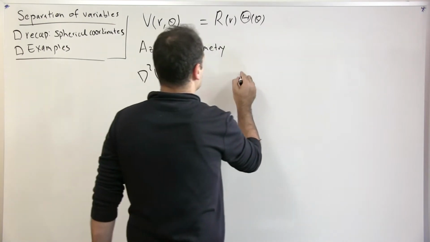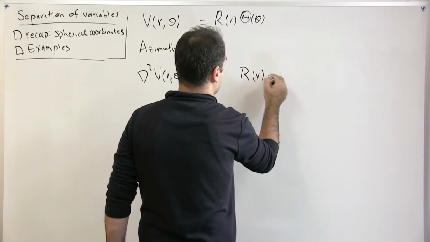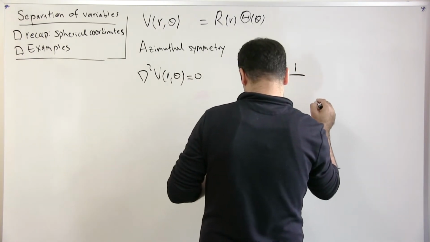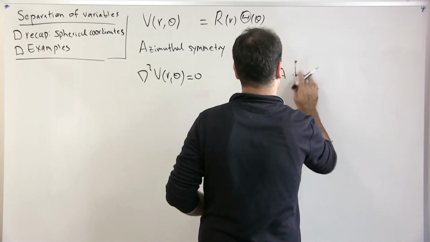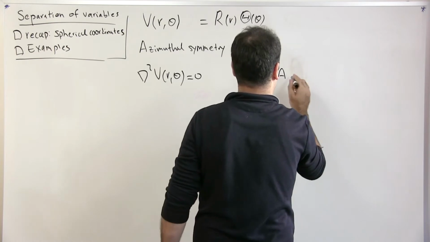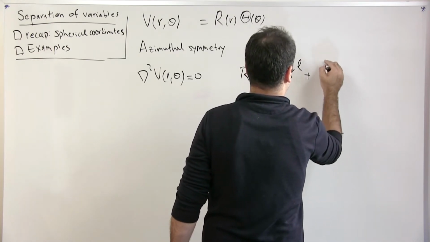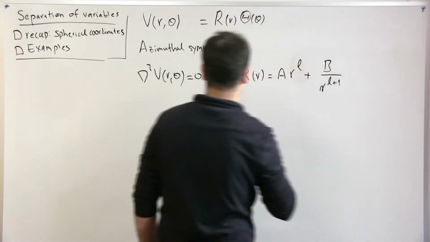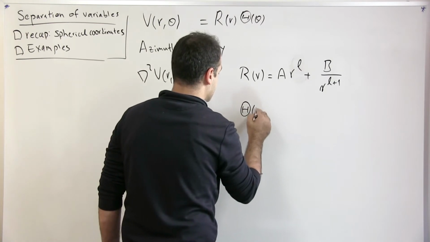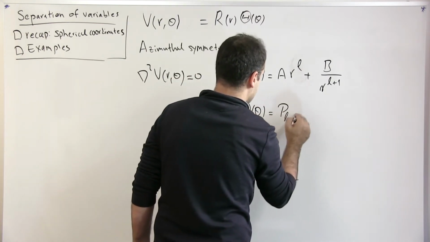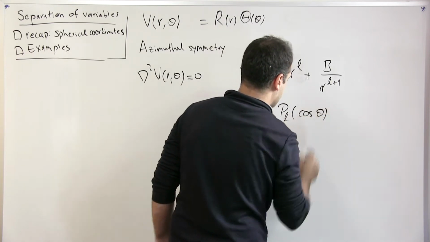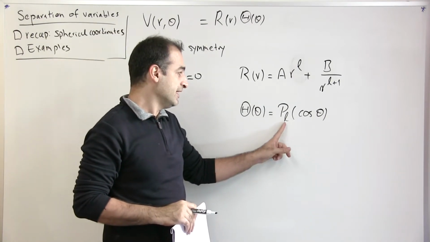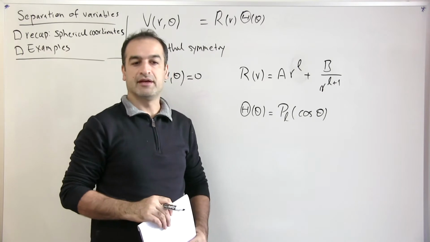The general solution of those for the r component is A times r to the power of L plus B over r to the power of L plus 1. And the solution for the theta component is P_L of cosine theta, where P_L is the Legendre polynomial of order L, and it's in the variable of cosine theta.